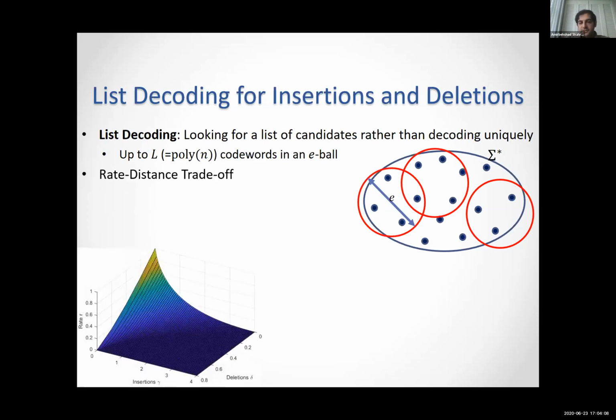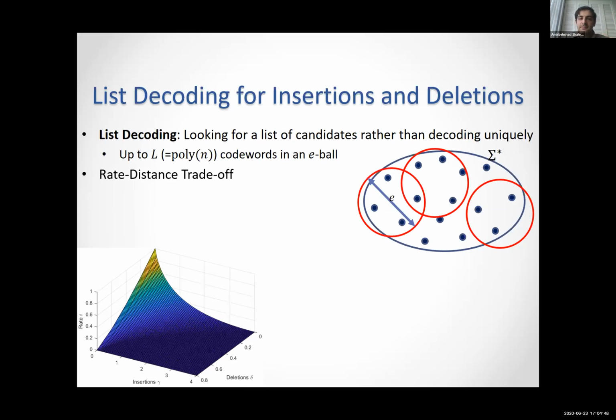Now, a very natural question that pops up in this setting is: what is the rate-distance trade-off? Basically, if I give you specific values of delta and gamma, what would be the highest rate of communication that you can achieve for list decodable insertion deletion codes? And the answer would look like this. It basically would be a plot. For any pair of delta and gamma, of course, the value is 1 when you have no insertions or deletions, but as the fraction of errors increases, the rate would drop. And it would be very interesting to figure out exactly how this plot looks.